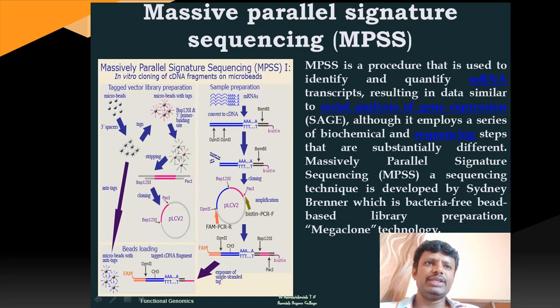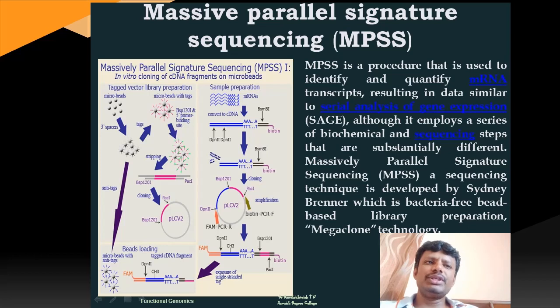A sample of mRNA is first converted to cDNA, which can be used for subsequent manipulations. These cDNAs are fused to small oligonucleotide tags, the sequence expression tags, which allow the cDNA to be PCR amplified and then coupled with the microbeads, like we did with respect to SAGE. So this is a more detailed procedure compared to that of SAGE.